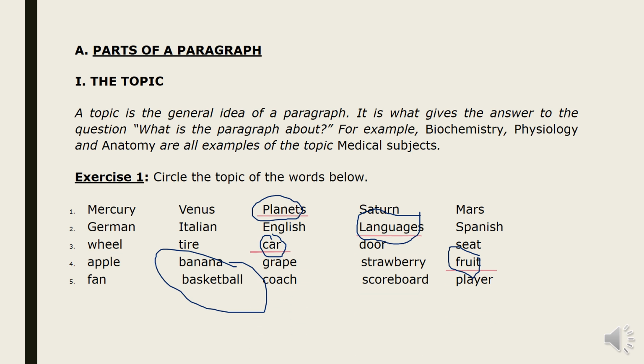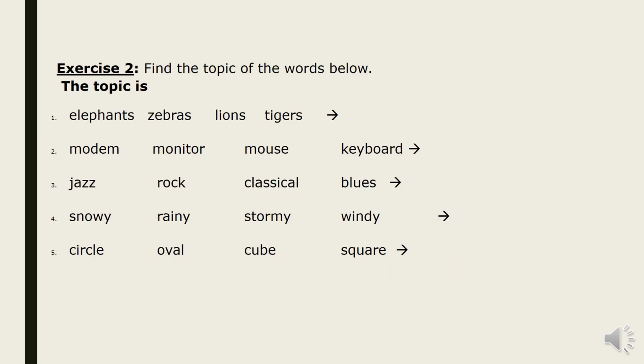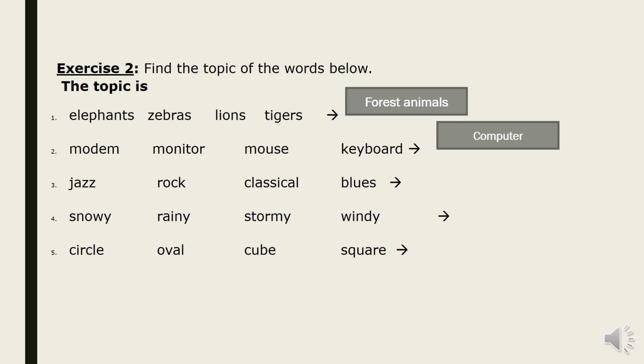So here the answers are displayed. Exercise 2. Find the topic of the words below. We have elephants, zebras, lions, and tigers. What is the topic here? Let's see. It's forest animals. Modem, monitor, mouse, and keyboard. These are parts of what? They are parts of a computer.